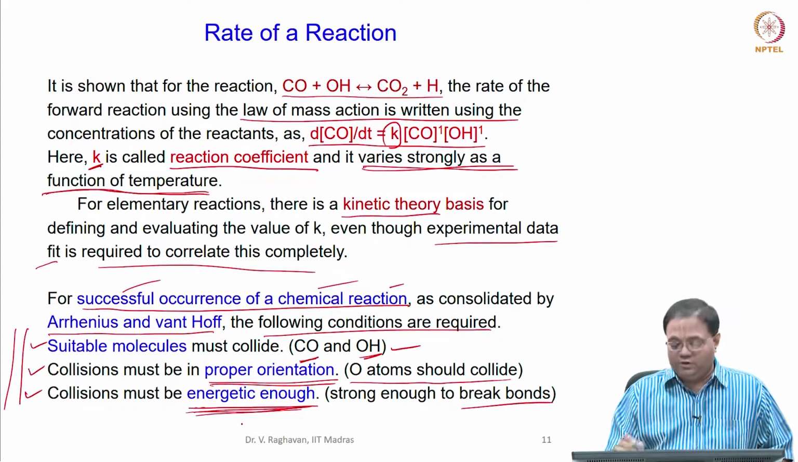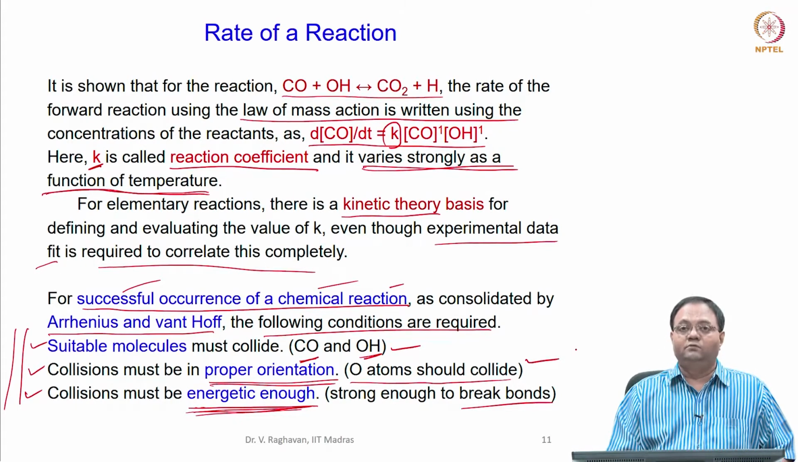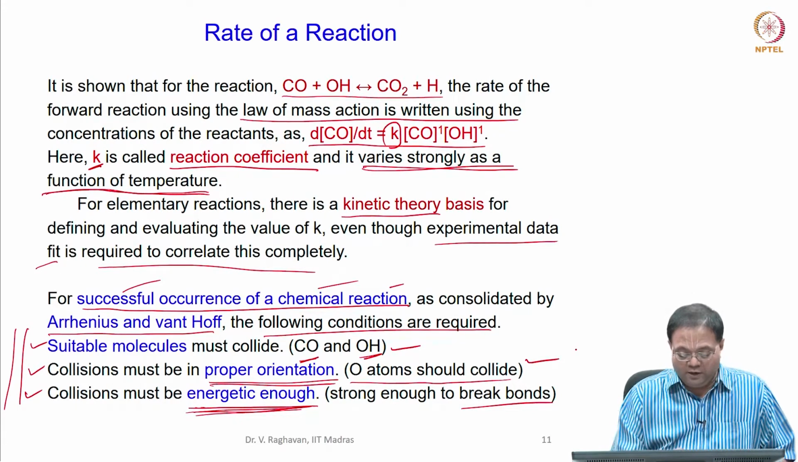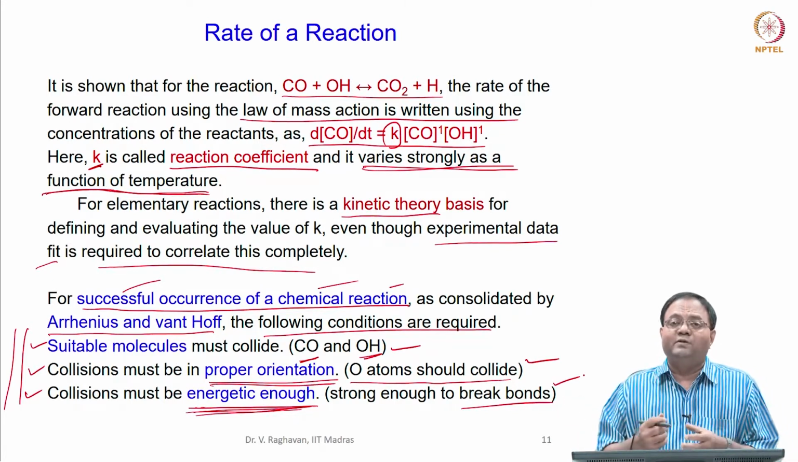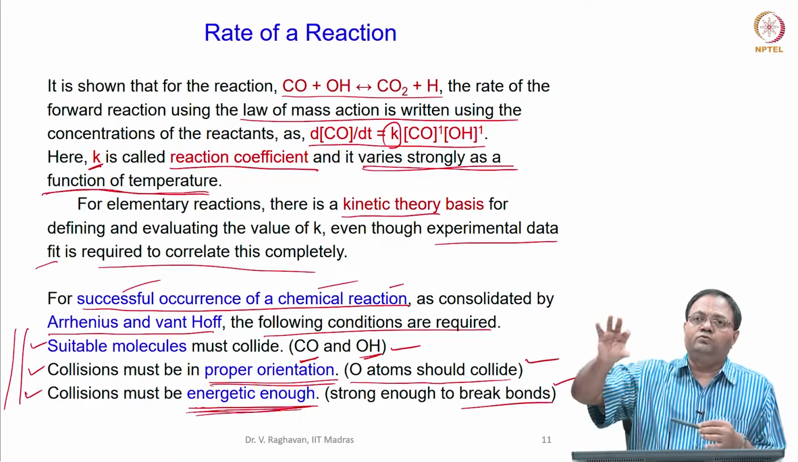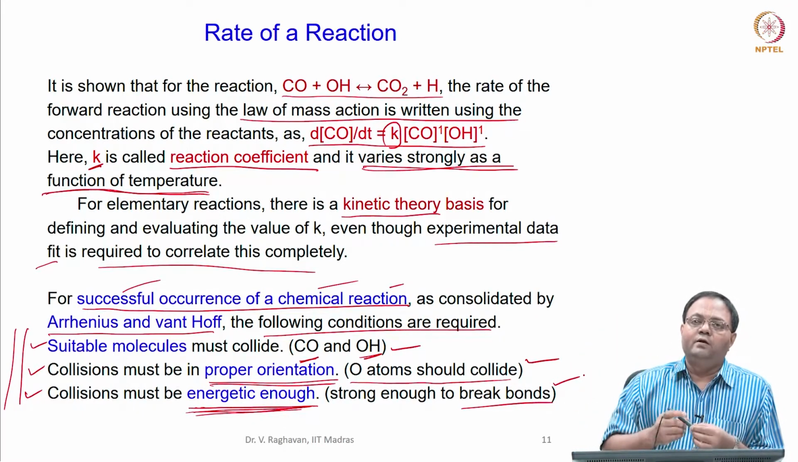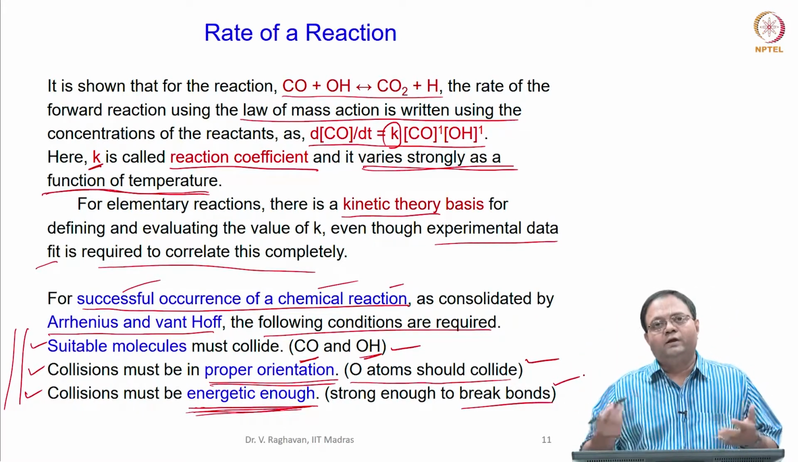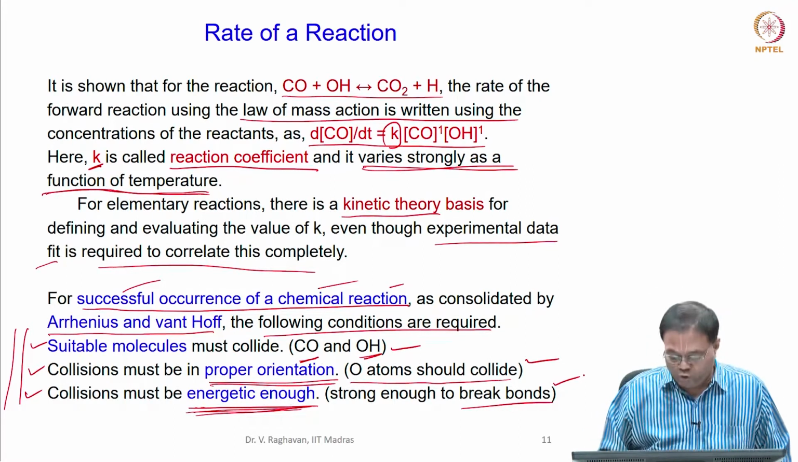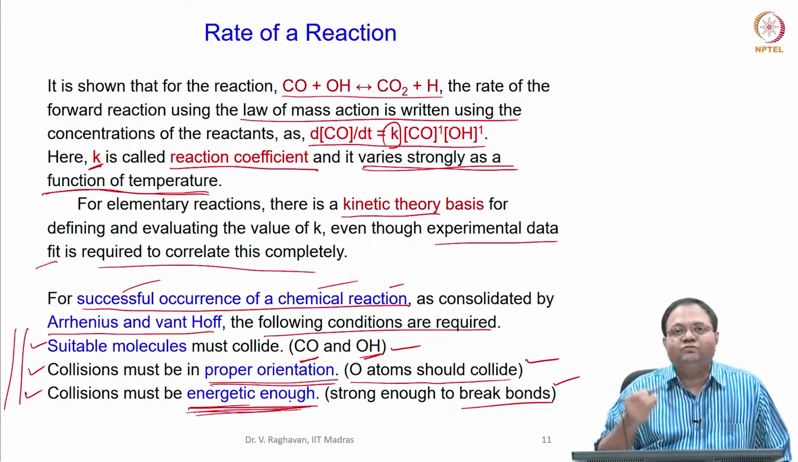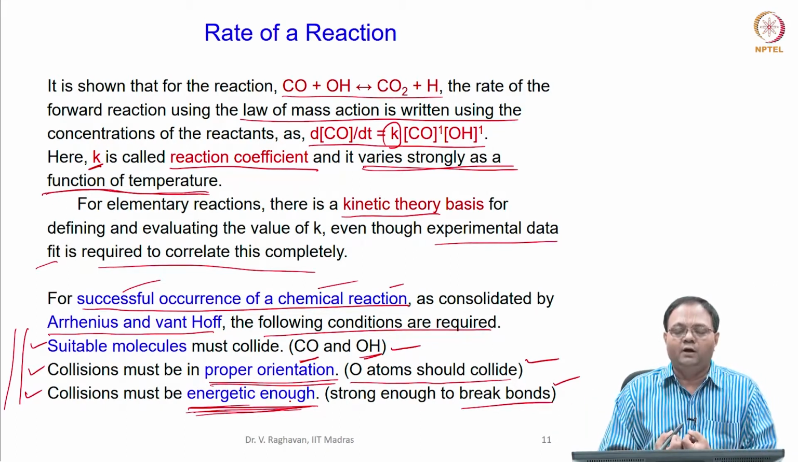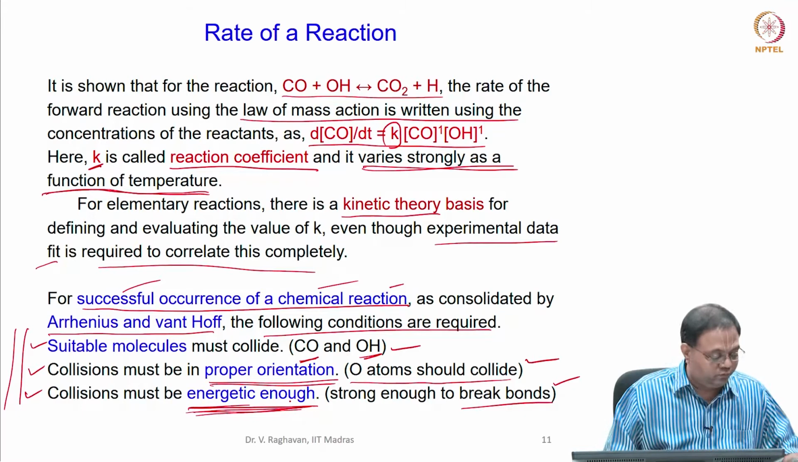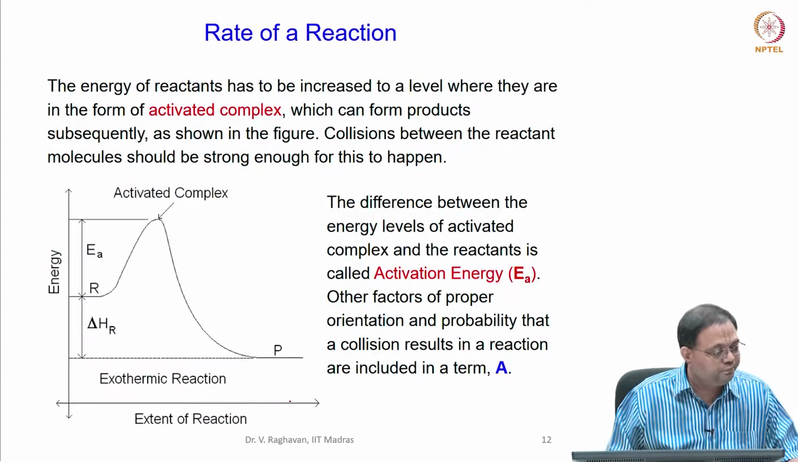Then proper orientation, O atoms should collide, that is very important. Similarly, they must be energetic enough to break the bond. If they are not moving fast enough, how does energy come for the moving molecules? As temperature increases, energy will be higher. So, energy will increase as T power 3 by 2. So, when you have sufficient temperature, the molecules will be energetic enough to collide with each other to break their bonds and form the new bonds, which are products.